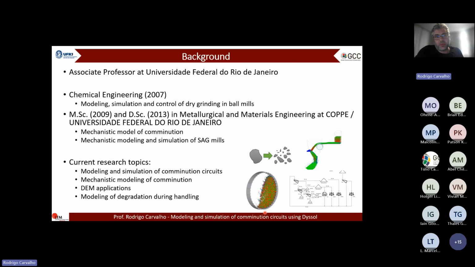Among the research topics that I work with are model and simulation of comminution circuits, the mechanistic modeling of comminution processes, and DEM applications such as advanced simulation of materials handling, where we couple material handling with some breakage models to predict the material degradation for many other industries, not only mining. Here are some examples of that.